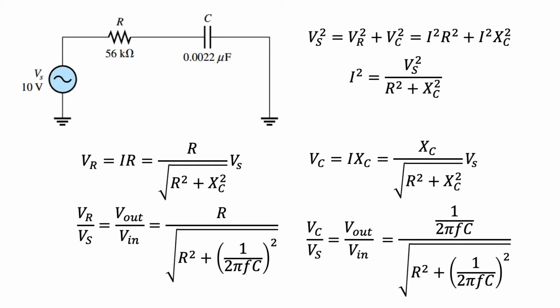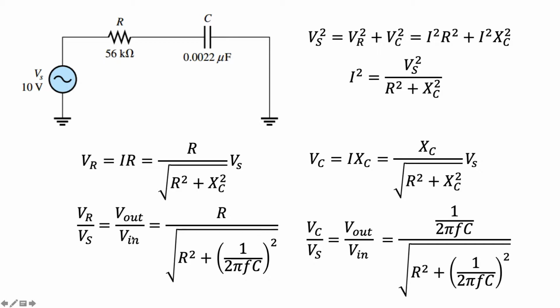Let's solve for the voltage output across the resistor and across the capacitor. From Kirchhoff's voltage rule and the voltage divider equation, we get the following equation for the output voltage across the resistor on the left side of the page and the output voltage across the capacitor on the right side of the page. The equations were rewritten such that the left-hand side of both equations is given by V out over V in.